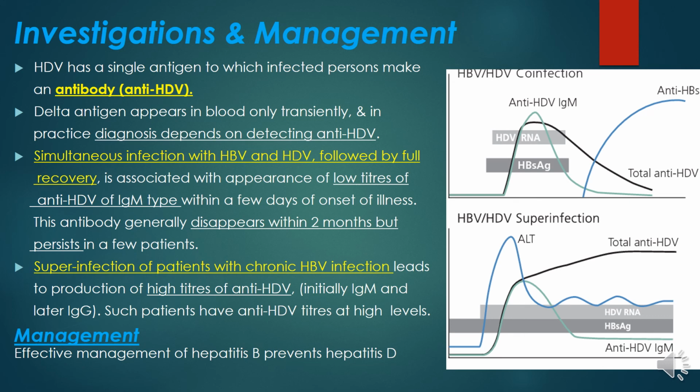Superinfection of hepatitis B virus infected patients leads to production of a high titer of anti-HDV, initially IgM and later IgG. Such patients have anti-HD virus titer at a high level, as shown in the lower graph. Effective management of hepatitis B prevents hepatitis D.